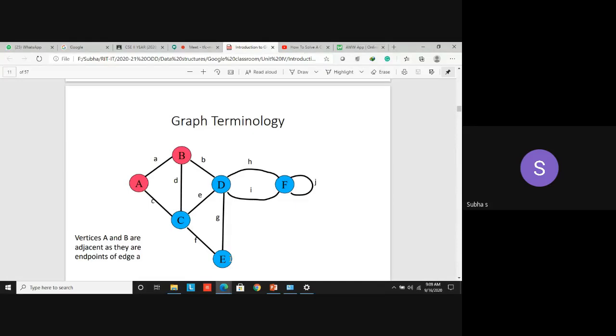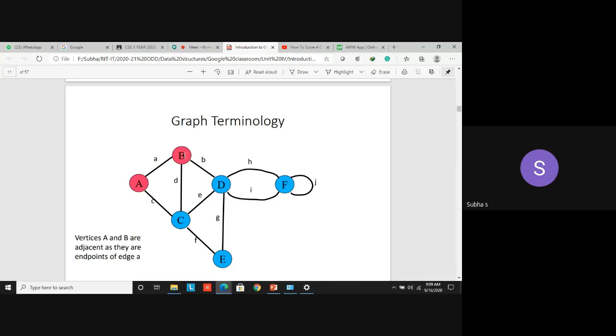This word is very, very important: finding the adjacent nodes. Because we are going to represent a graph in two different ways: adjacency list and adjacency matrix. Without knowing the meaning of adjacent, we can't get into the graph data structure. We can't get any clear idea. So here B and C are adjacent. Now tell me, is it possible to have more than one adjacent node for any node? Node means vertex only. Yes, it is possible. Let's see.